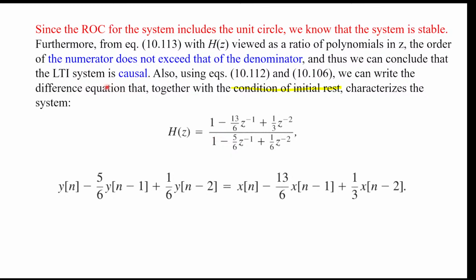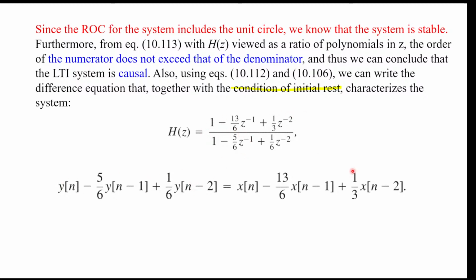And now we know the system is causal. We can also express this system as a linear constant-coefficient difference equation. So just from this system function expressed as a rational function of z to the minus 1, you can write down the system function here.